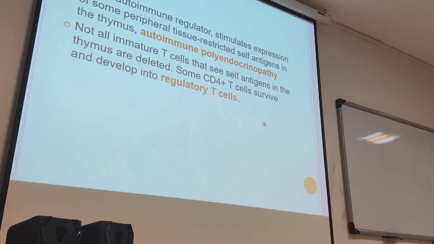Okay, so what is AIRE? Autoimmune regulator. Its dysfunction leads to autoimmune polyendocrinopathy, autoimmune polyglandular syndrome. Its function is that it helps expression of self-antigens on the surface of APCs in the thymus. Okay?